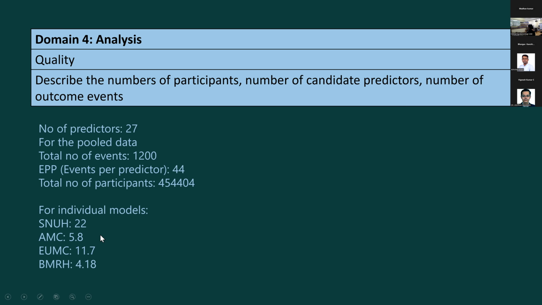But for the individual models, SNUH, AMC, UMC, and BMRH, these are the four institutions I mentioned earlier in the participants and data sources slide. These correspond to the different hospitals. For SNUH, the events per predictor is 22, AMC 5.8, UMC 11.7, and BMRH 4.18. For AMC and BMRH, you can see the values are low, so there is a concern for overfitting.